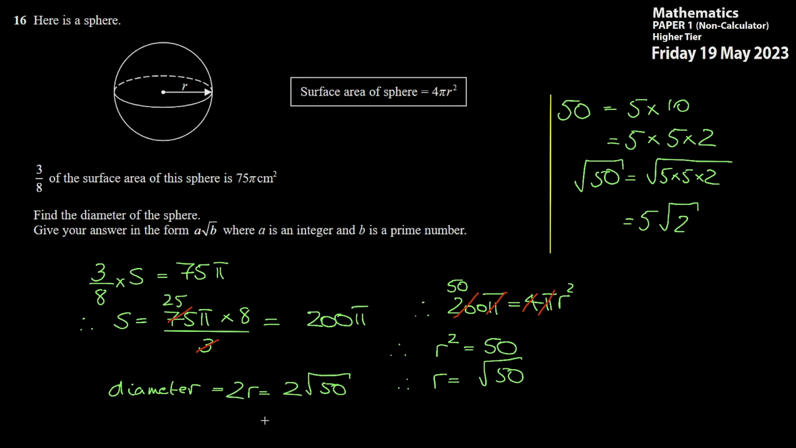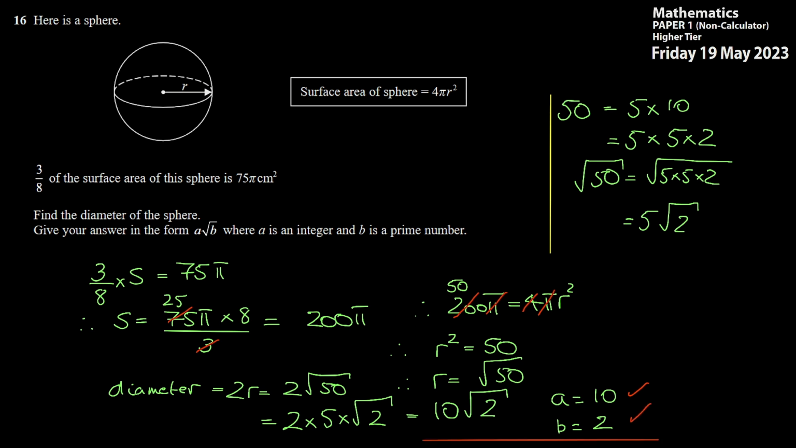So coming down here again, this is equal to 2 multiplied by 5 multiplied by the square root of 2. So this is equal to 10 root 2. So we get that a is equal to 10 and b is equal to 2. Does it fit the facts? Yes, a is an integer. That's correct. And is b a prime? Yes, 2 is a prime. So that's the answer and it fits their requirements.